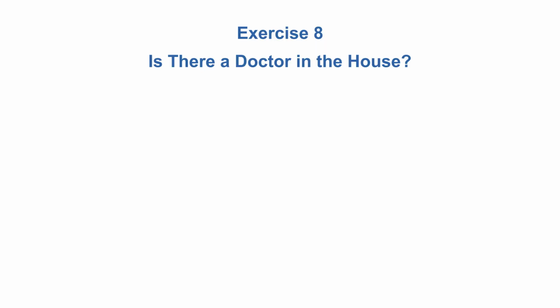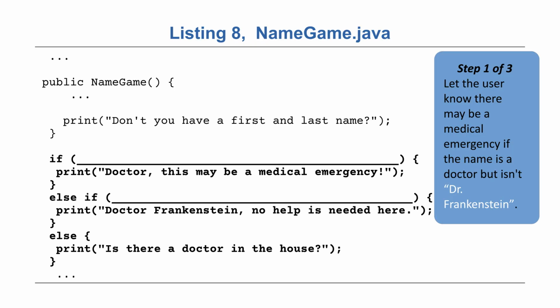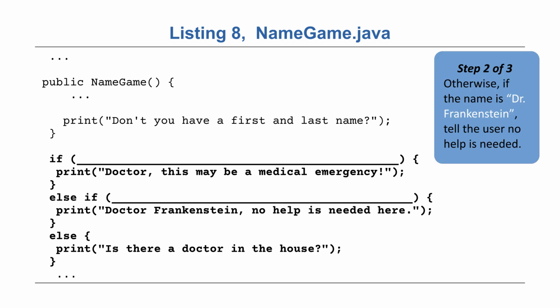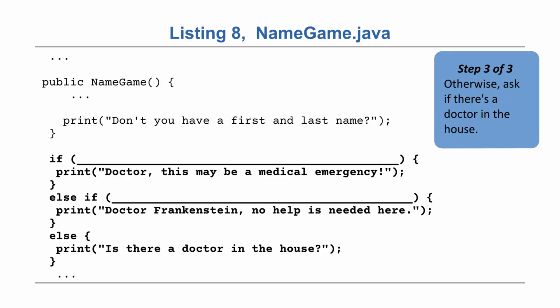You may also use multiple else statements that first check for another condition. Exercise 8. Is there a doctor in the house? First, let the user know there may be a medical emergency if the name is a doctor but isn't Dr. Frankenstein. Hint: you'll know if the name is a doctor if the name starts with capital Dr. period. Otherwise, if the name is Dr. Frankenstein, tell the user no help is needed. Otherwise, ask if there's a doctor in the house. Run it. What happened? It should have printed the appropriate message based on the stated conditions.